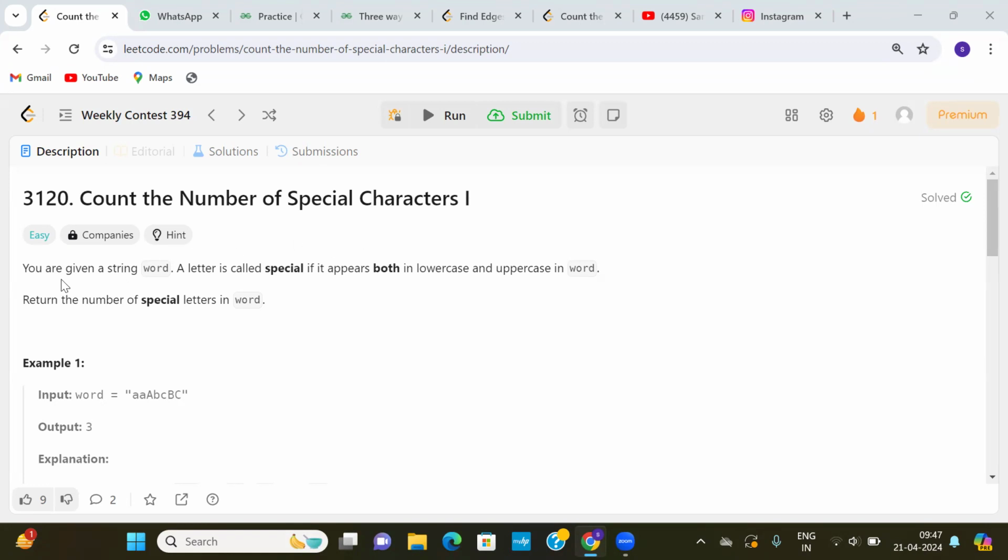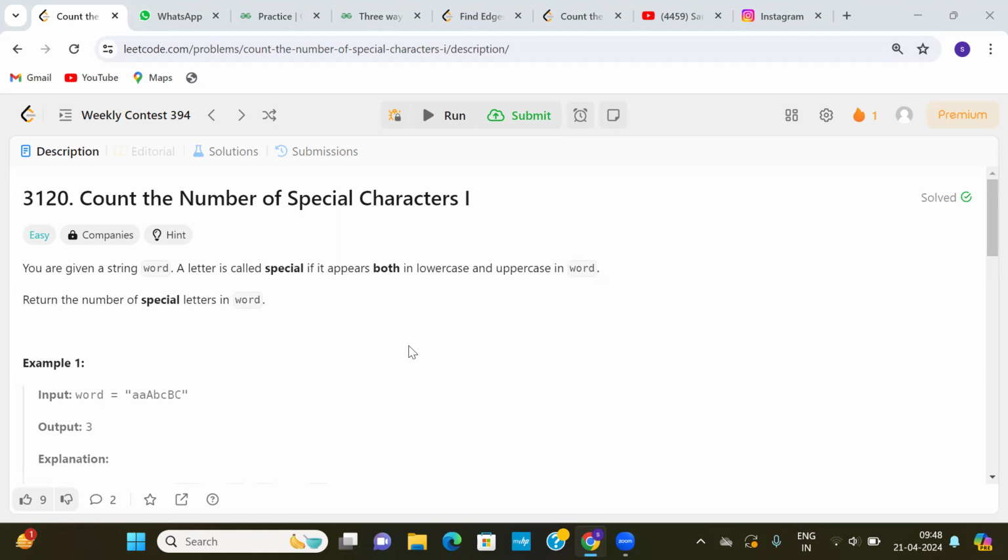The question says, we are given a string word and a letter is called special if it appears both in lowercase as well as in uppercase. We are provided with one string word, and if a character present in that string appears both in the lowercase as well as in the uppercase manner, then that particular letter is referred to as a special letter. What we need to do is return the number of special letters in that particular word.